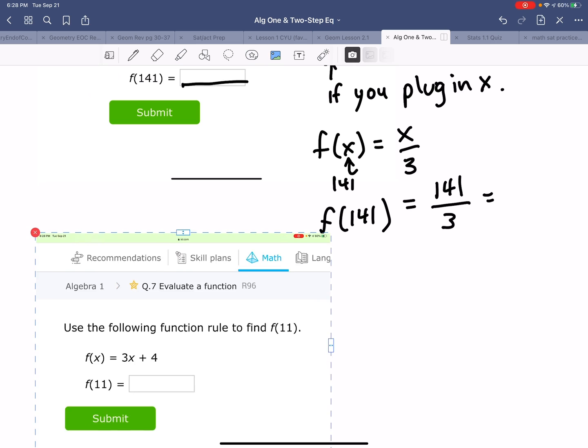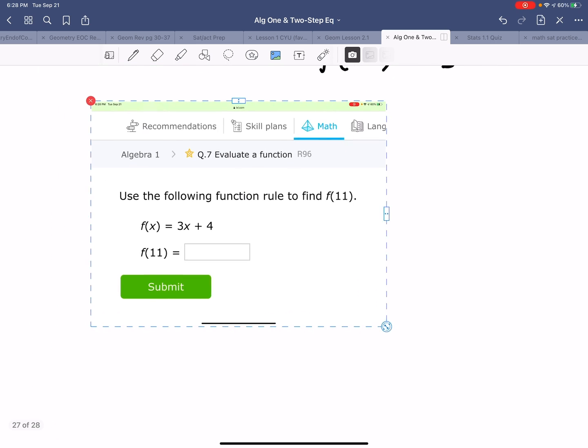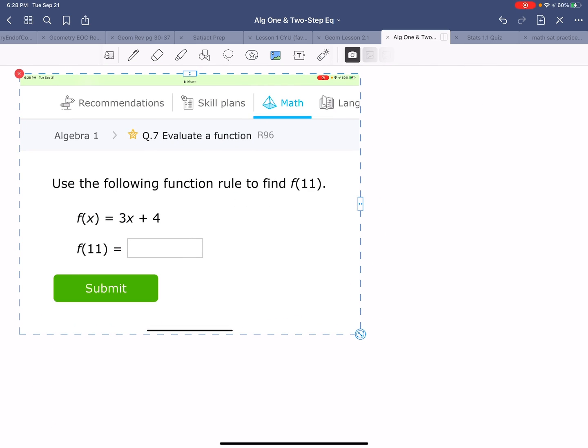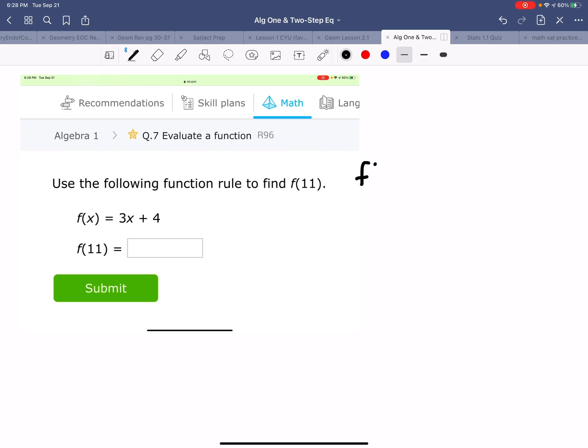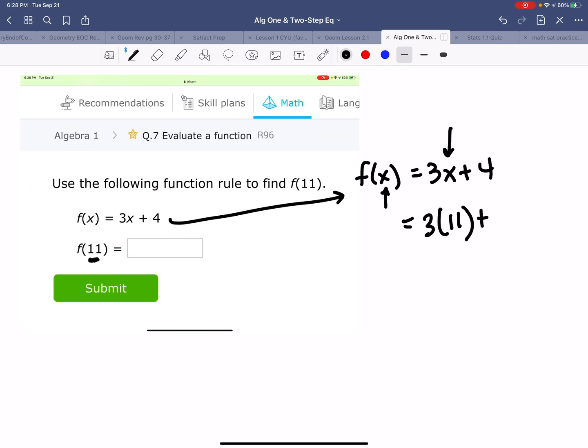So the next one says, evaluate the function f of x equals 3x plus 4. I'm just kind of copying the problem here so I can kind of manipulate it. What if we plugged in 11 where we see the x? Now notice I'm following the steps of PEMDAS. I'm just solving it, and I'm making sure I'm doing it.